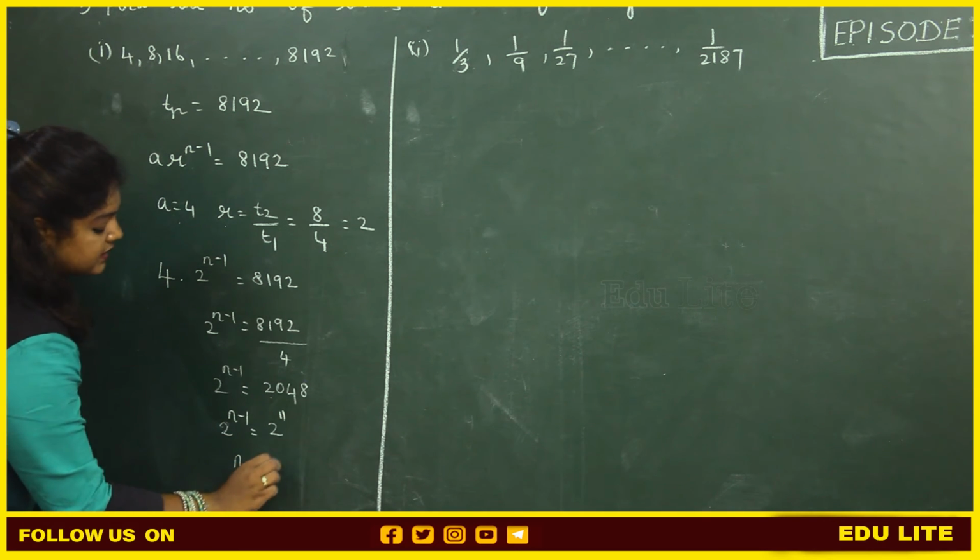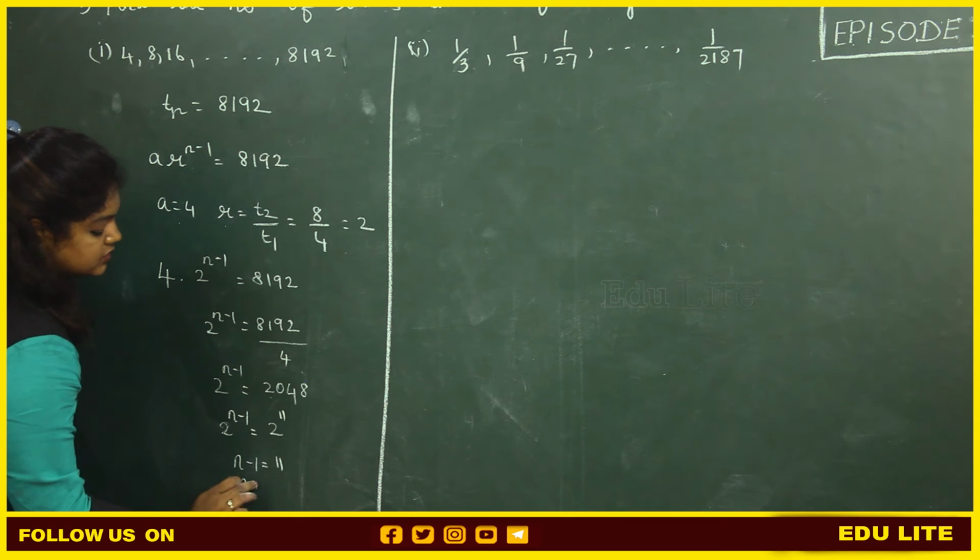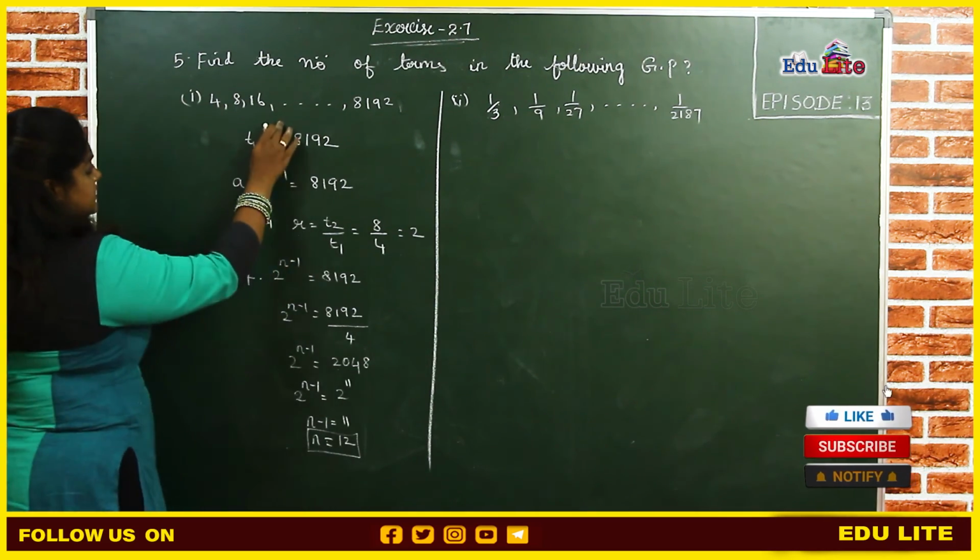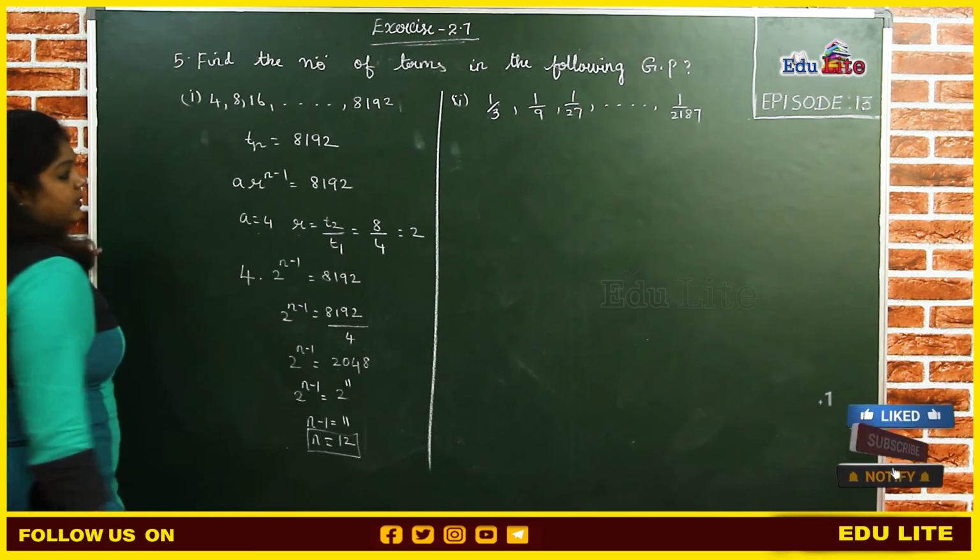n minus 1 is equal to 11. The 1, if it goes to the other side, will become plus: 11 plus 1, 12. So the number of terms in this sequence will be n is equal to 12.